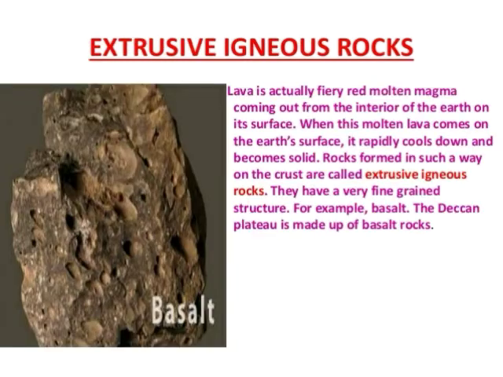Now, extrusive igneous rock: when the lava comes out from the interior of the earth, it comes on the earth surface and cools down on the earth surface. The rock formed by this process is known as extrusive igneous rock. Have you understood? Means when the lava cools down on the earth surface, the rock formed by this is known as extrusive igneous rocks. Examples are basalt. These basalt rocks are found in the Deccan Plateau region.